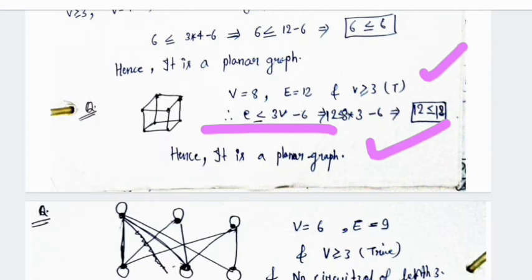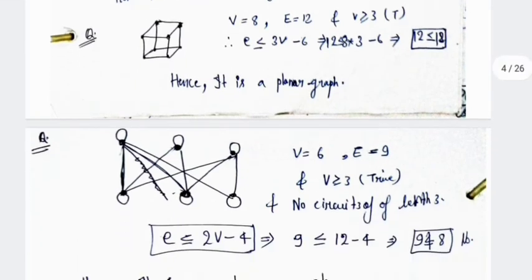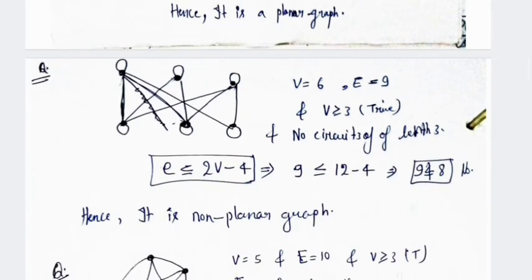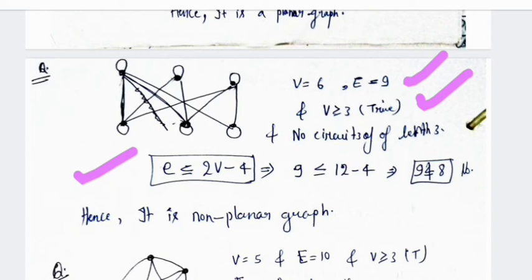Now come to another question. In this given question, the total number of vertices is 6 and the total number of edges is 9, and it also satisfies the condition that v is greater than or equal to 3. Now there is no circuit of length 3, so we use the second case, that is e less than or equal to 2v minus 4. After putting the values, we get 9 is not less than or equal to 8, so we say that it is a non-planar graph.